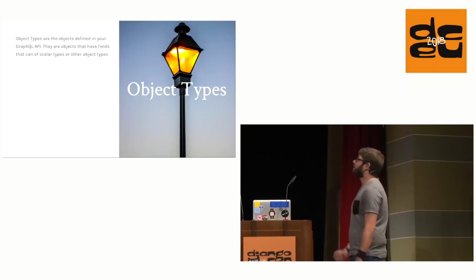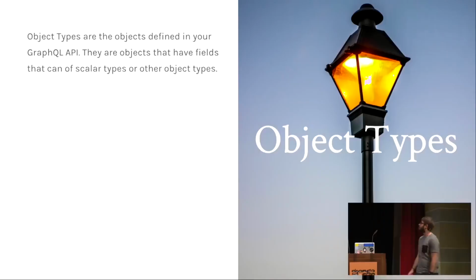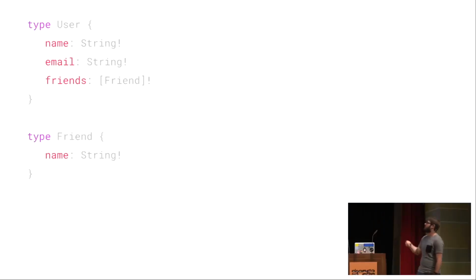And also you have object types, which is basically a collection of fields and types. For example, in our previous API, we can have the object type user that's got a name that's required, an email that's required, and then a list of friends that's required as well. And then there's another object type, which is friend, which has only a name.